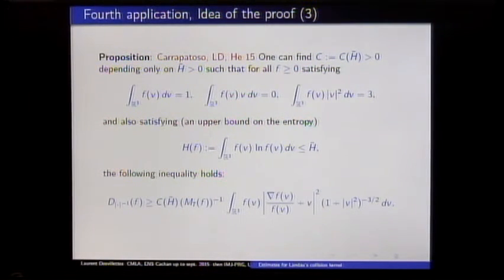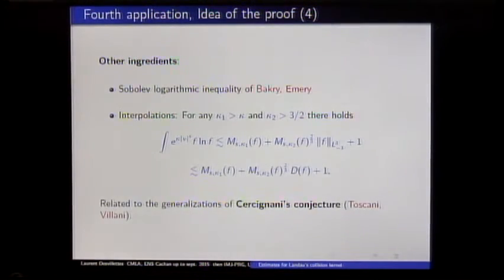So for those of you who may know the theory of the logarithmic Sobolev inequality, this is a typical quantity which appears when you look at it. This is the relative Fisher information of f with respect to the Gaussian. Here you have a weight. And actually, there is a variant of the original logarithmic Sobolev inequality of Gross, which is due to Bakry and Emery, which was proven, I think, in the 80s.